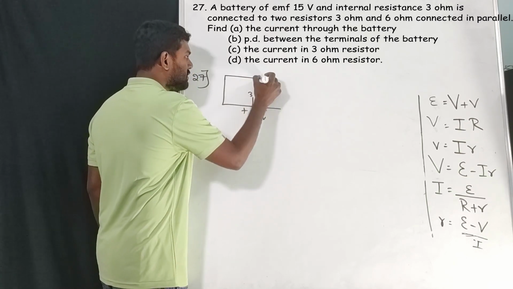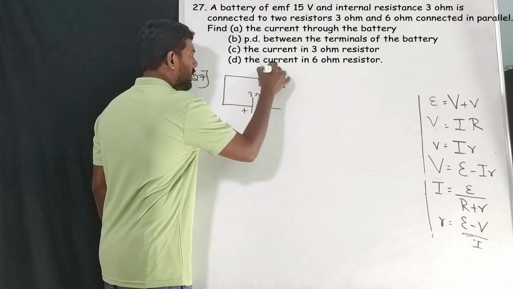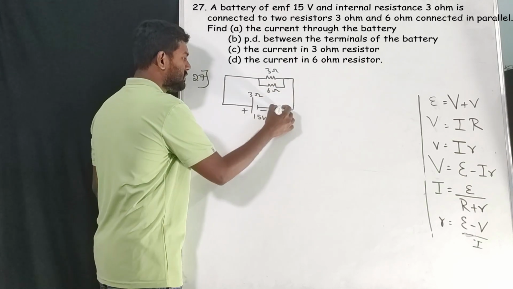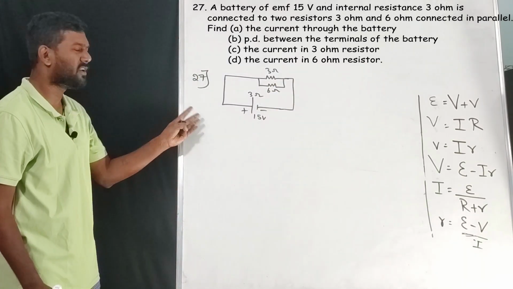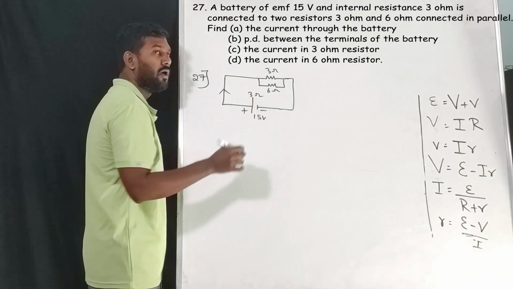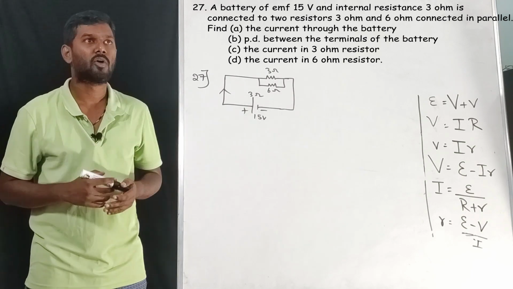And there are two resistors connected in parallel. One is 3 ohm and another is 6 ohm. This is the diagram we require. Once we draw the diagram, then we will understand easily. So first there will be a current. This is the direction of current. Now we will go for the questions.